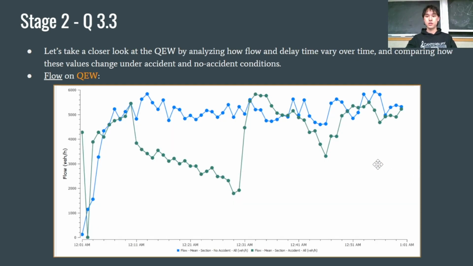Now let's take a closer look at the interactions between flow and delay over time before, during, and after the incident. The blue line here shows flow without the accident, which stays relatively constant over the time of the simulation at around 5,000 to 5,500 VPH. The green line shows flow impacted by the accident. As you can see, at 12 minutes after the start of the simulation, flow suddenly drops right over here, with a constant decrease for around 20 minutes until the accident is finally cleared at 12:31, and flow then returns to normal levels.